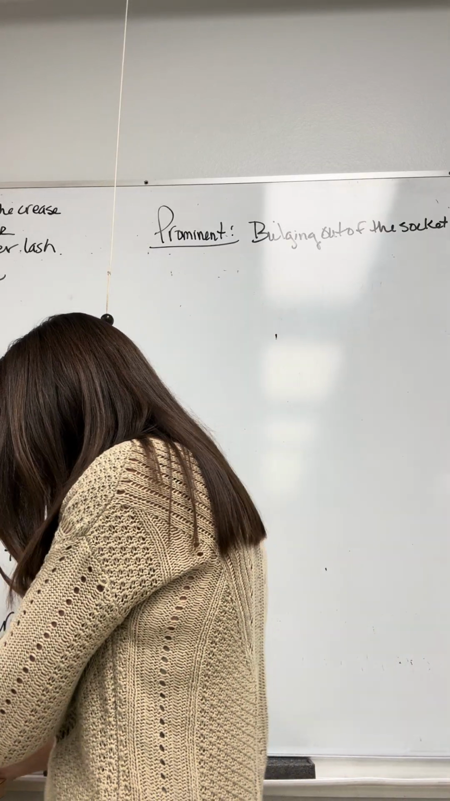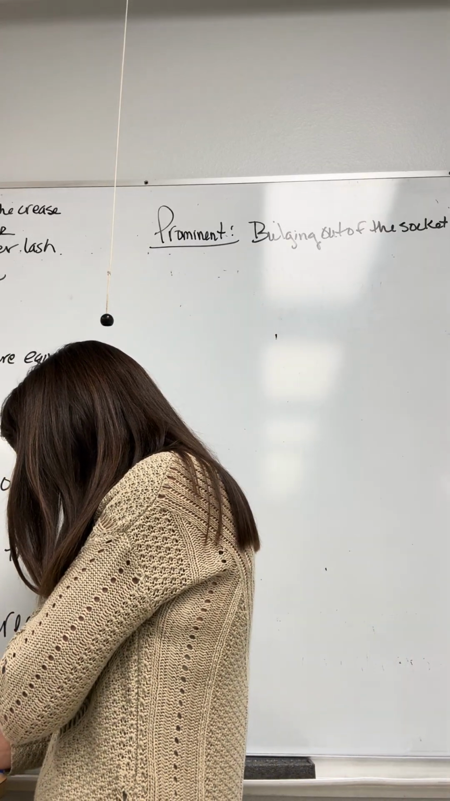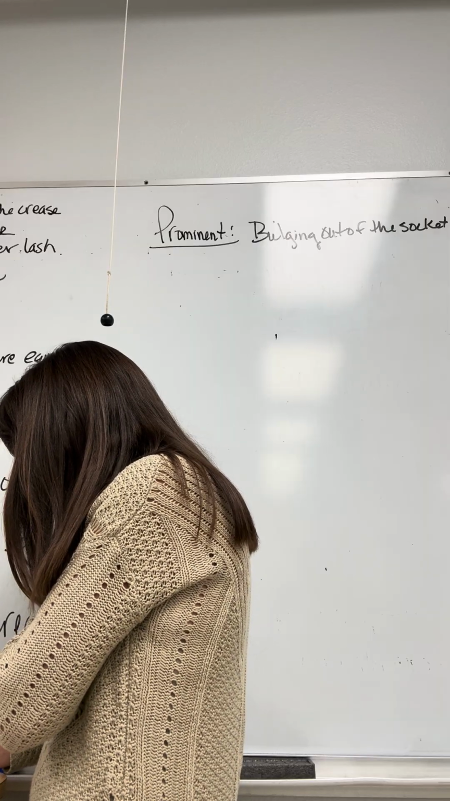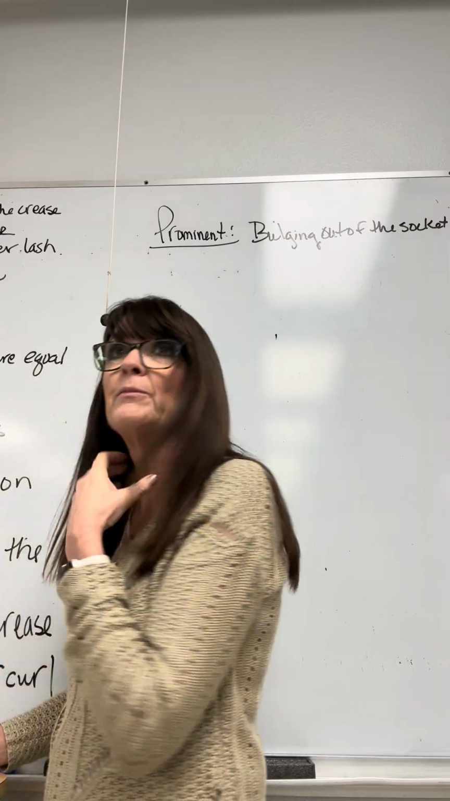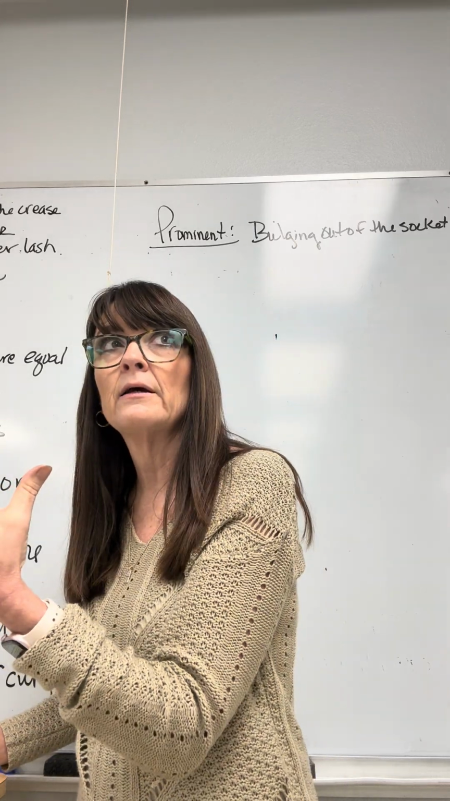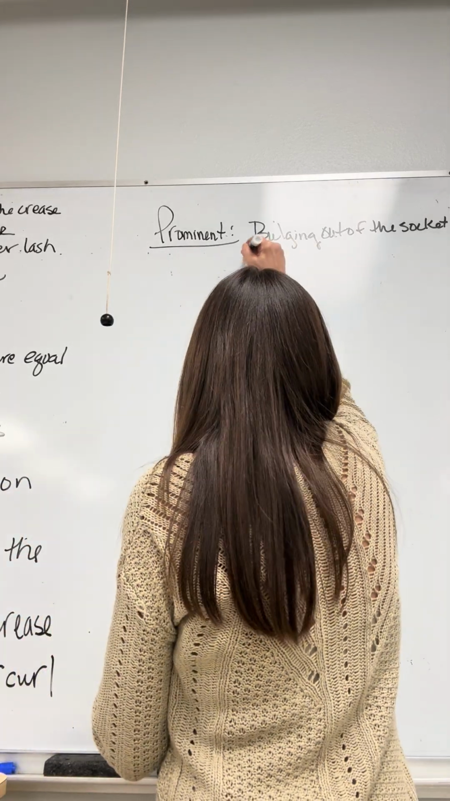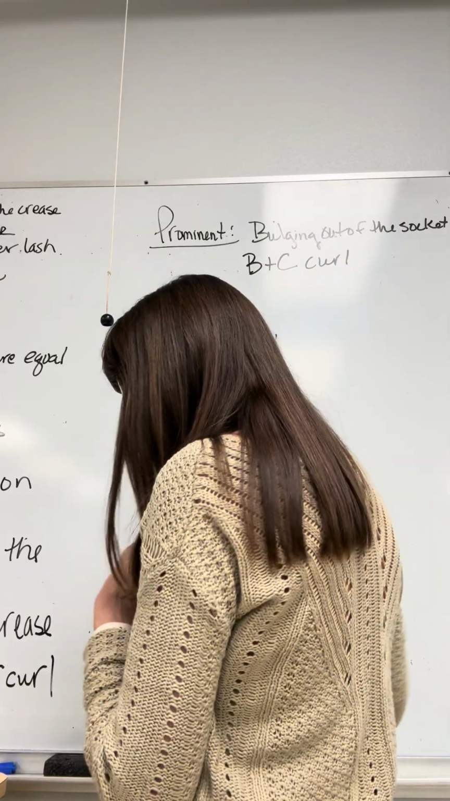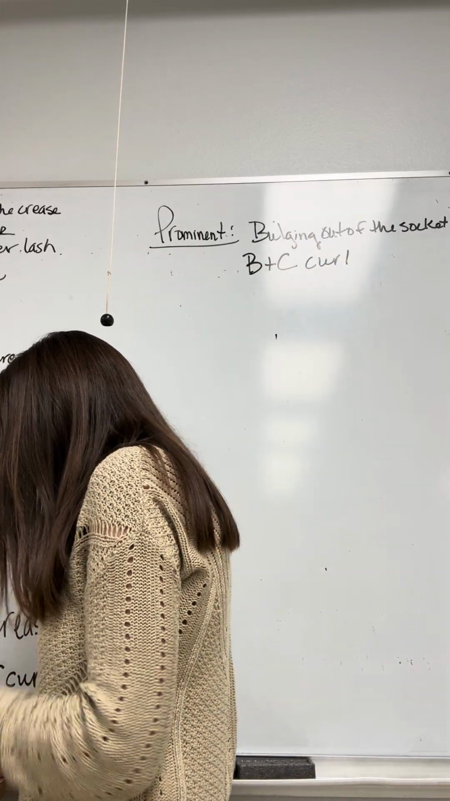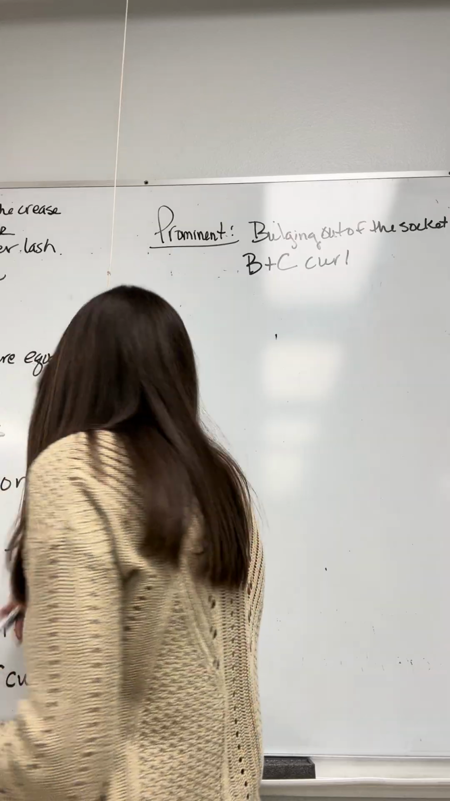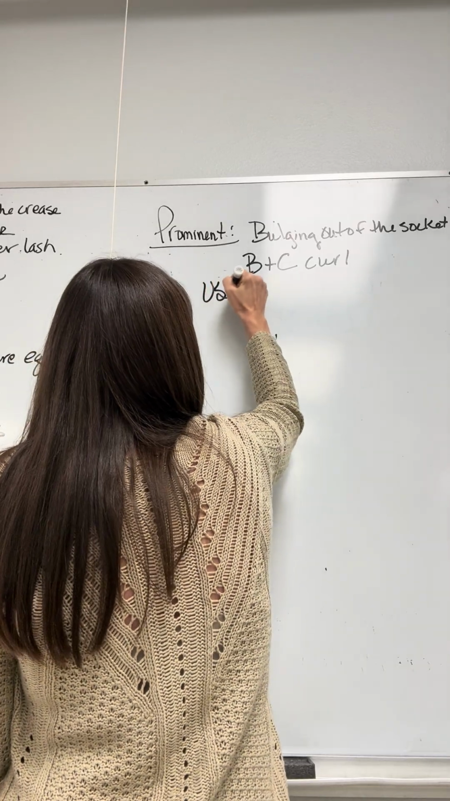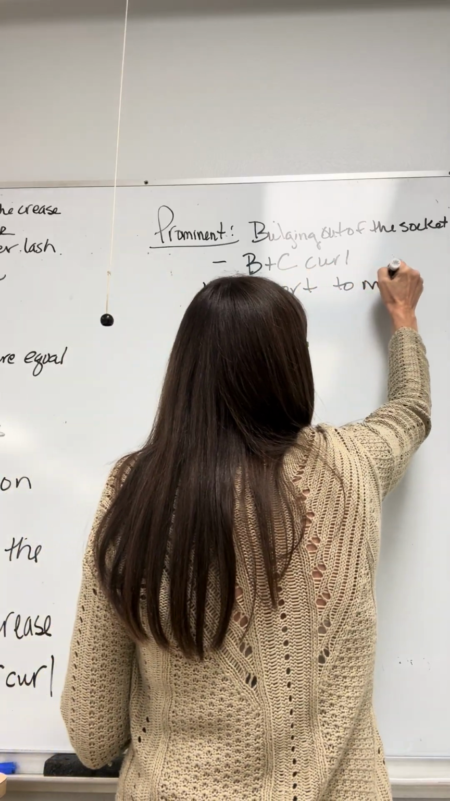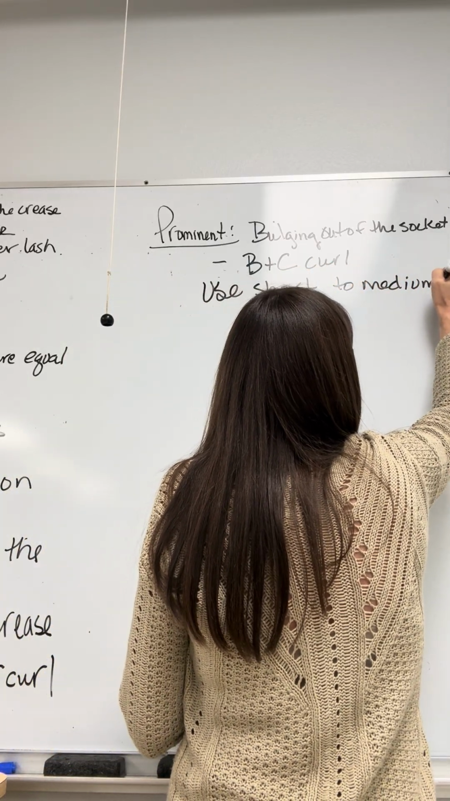Now it says use short to medium lashes that are not super curly. A mixture of B and C curls will avoid overpowering the eyes, making them look even more protruding, okay? So you want to use a B and a C curl. Nothing really curly on this eye. You don't want to overpower it, okay? And you want to also use short to medium length, okay?